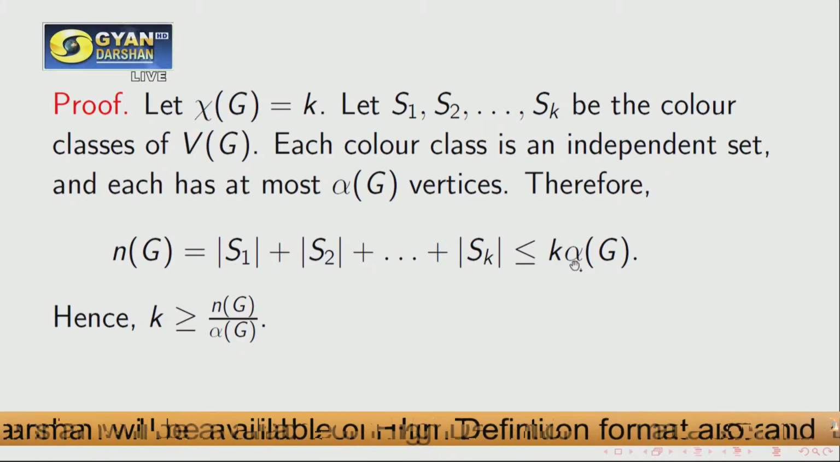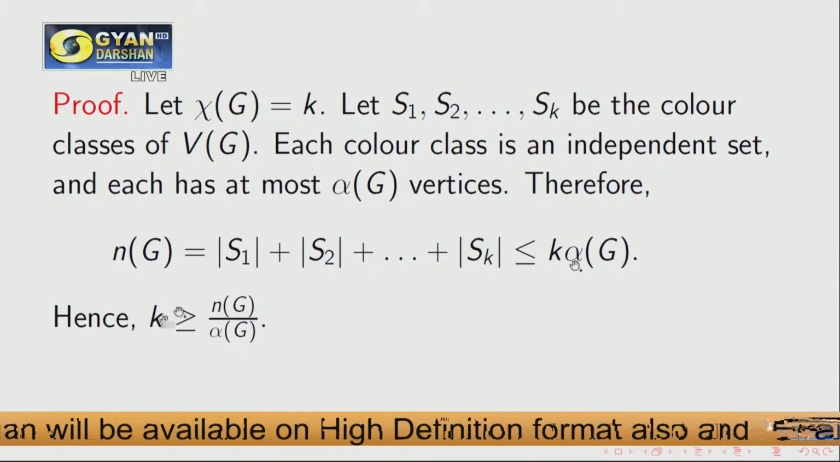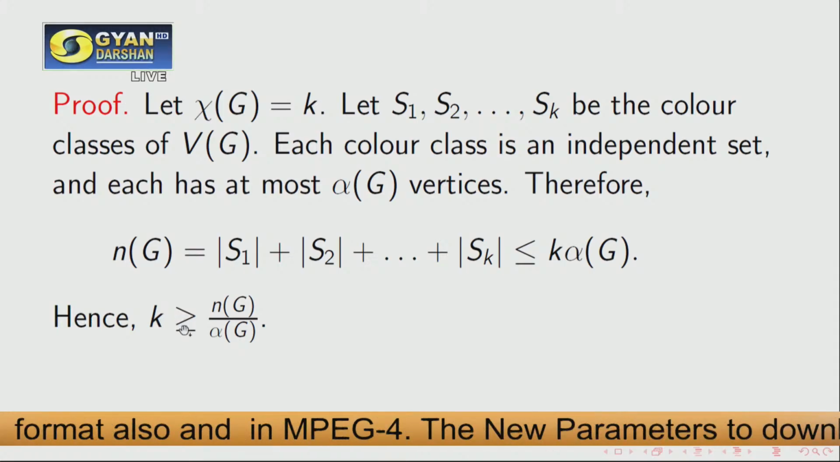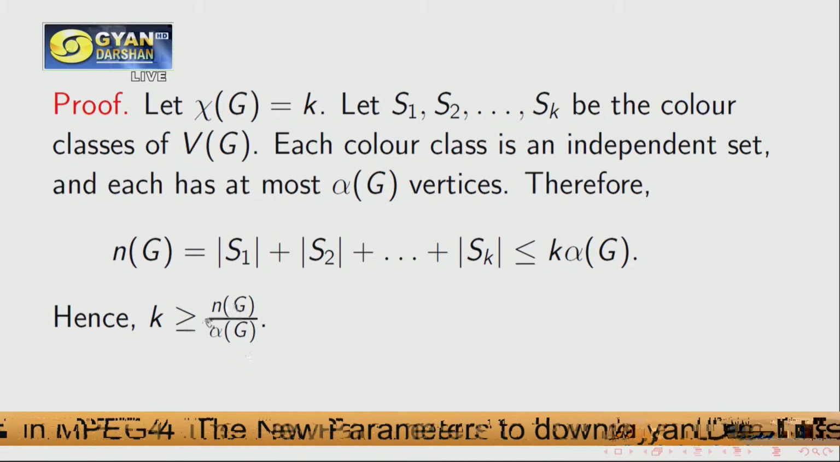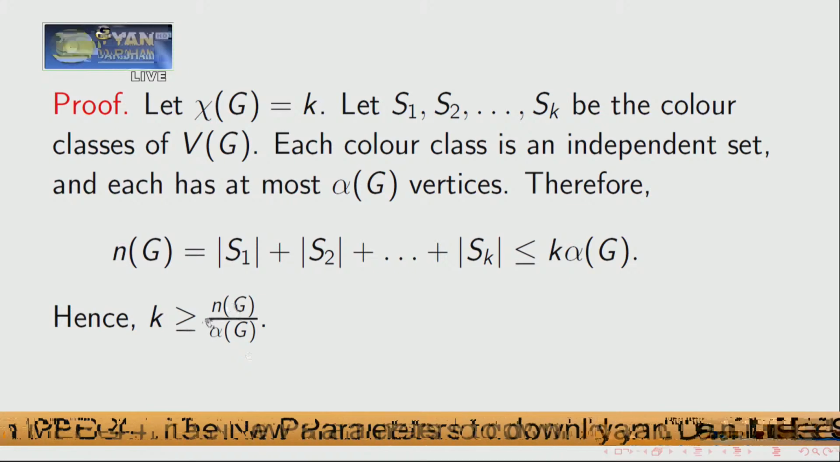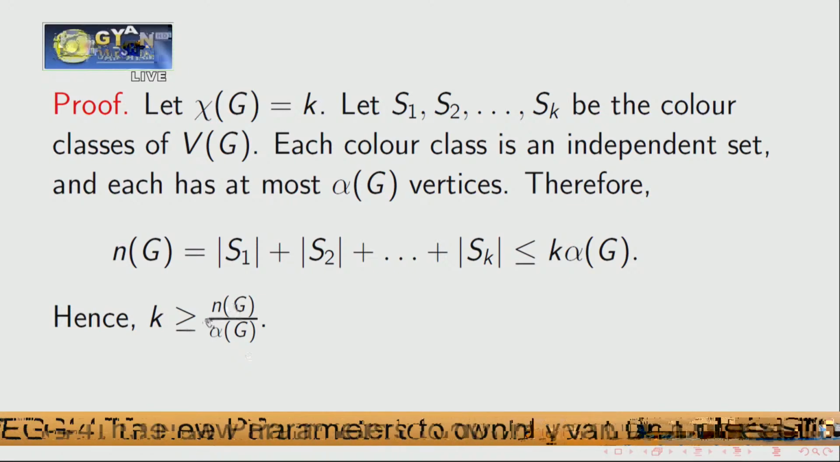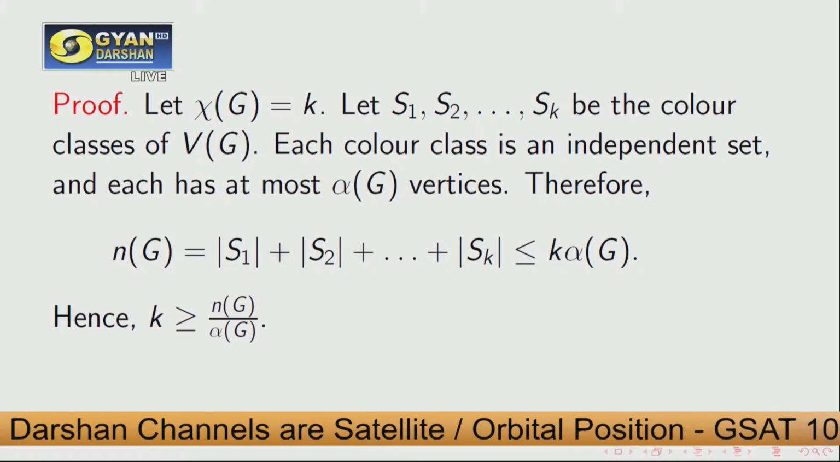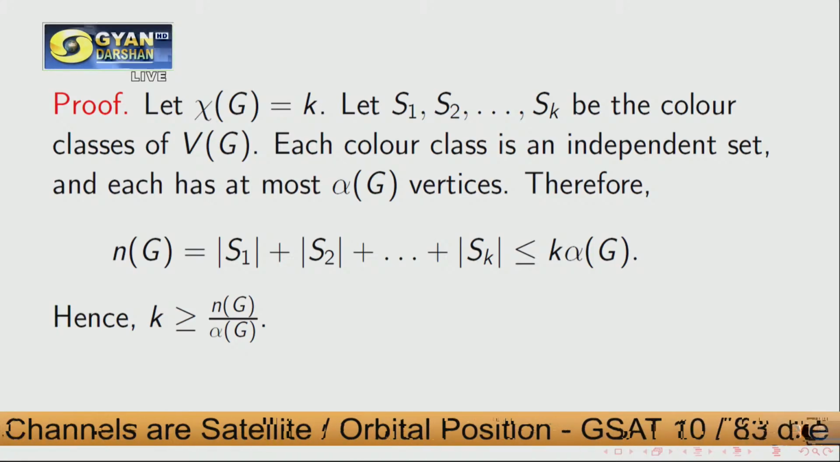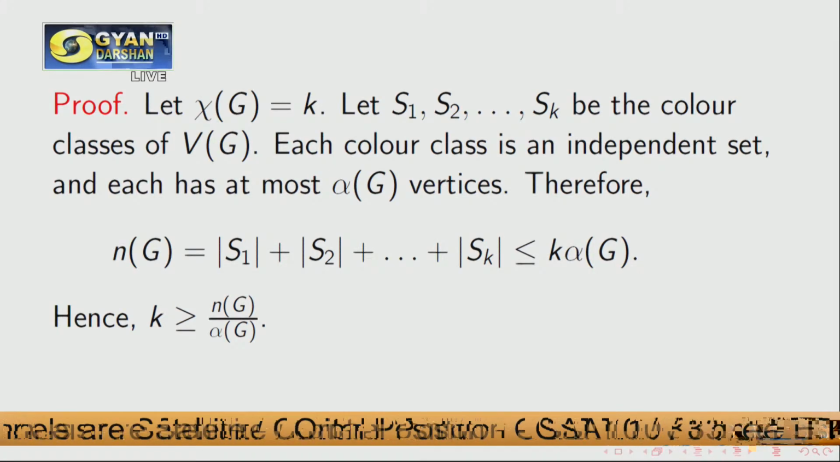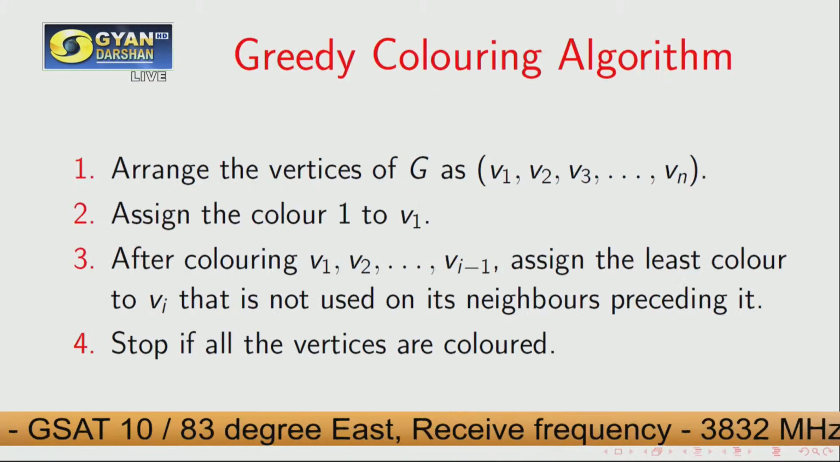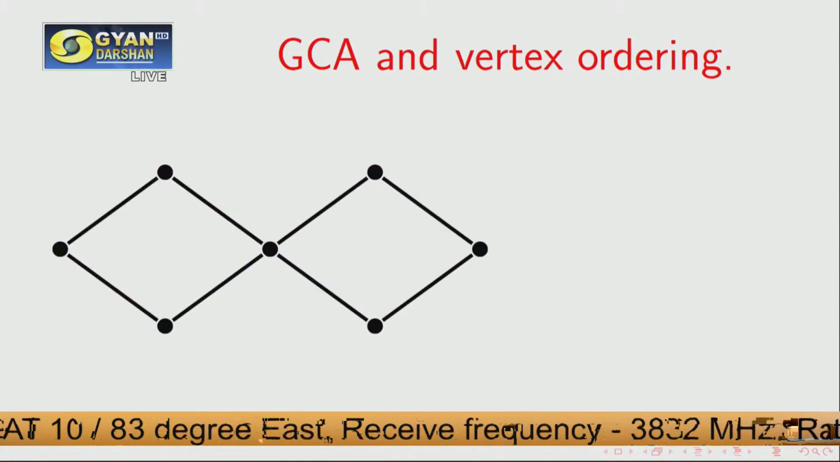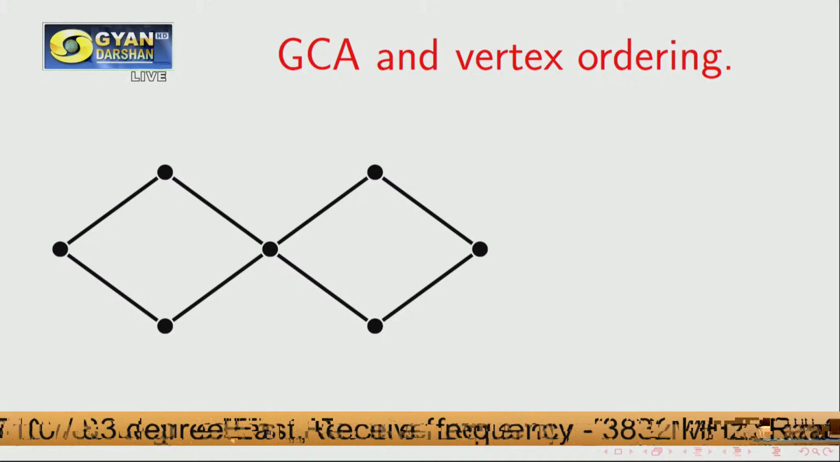And now we can easily see that k is greater than or equal to n(G) over alpha(G), which clearly gives us that the chromatic number is at least n(G) by alpha(G). So we have just seen two lower bounds on the chromatic number, and we have also seen how the greedy coloring algorithm works. Let's now look at an example to illustrate this algorithm in more detail.